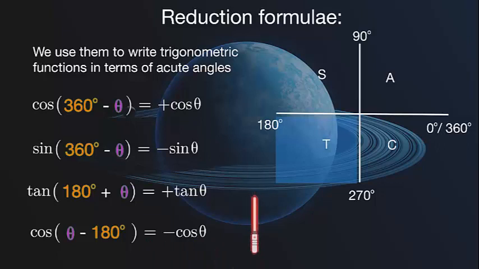Now we're going to go and have a look at what we do if we have certain functions that contain the 90 and the 270 degrees.